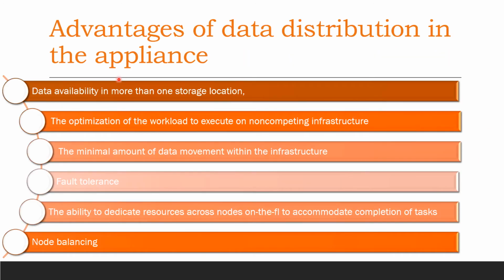Right. So what are the advantages of this data distribution? The data variety is in more than one storage location, the optimization of the workload to execute on non-computing infrastructure, the minimal amount of data movement within the infrastructure, fault tolerance, the ability to dedicate resources across nodes in the field to accommodate completion of tasks, and node balancing.